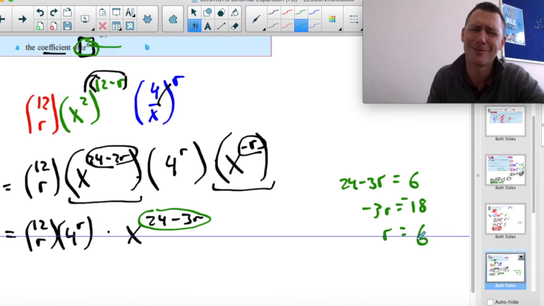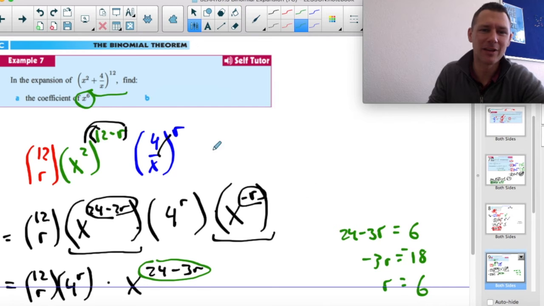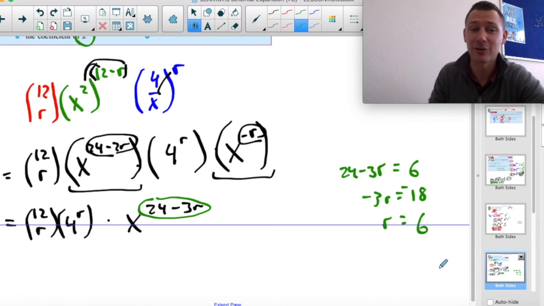Oh. That's lame. r is 6 by chance. Oh, that's annoying. The exponent here is 6 and the r value is 6. That's completely coincidence, and that actually is very irksome to me. Anyway, okay, so let's go with it. We know that the r value has to be 6.